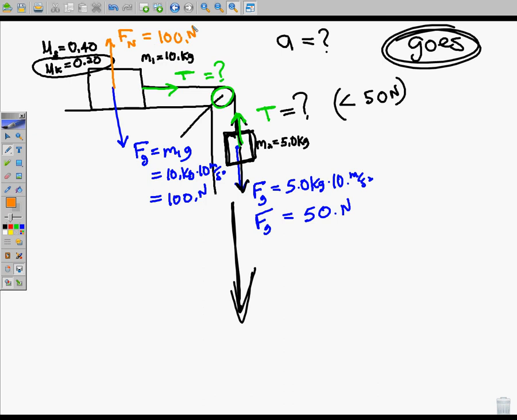Okay, but now we know that the sliding friction that's happening right in here is kinetic because we established it's going to slide. So we can calculate that sliding friction force. That's going to be mu sub k times the normal force.